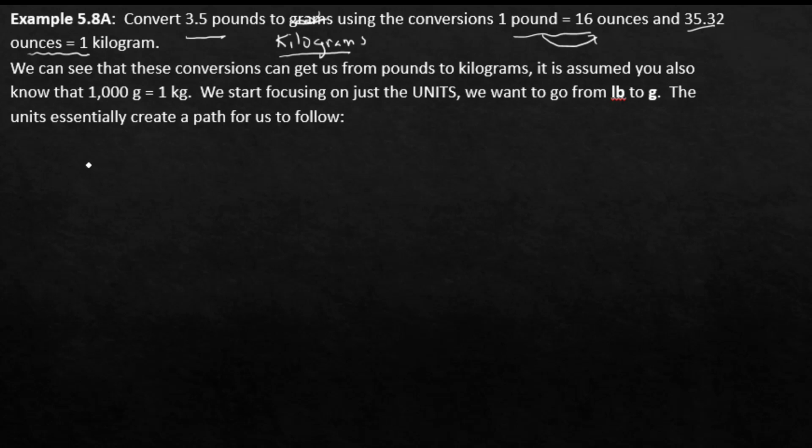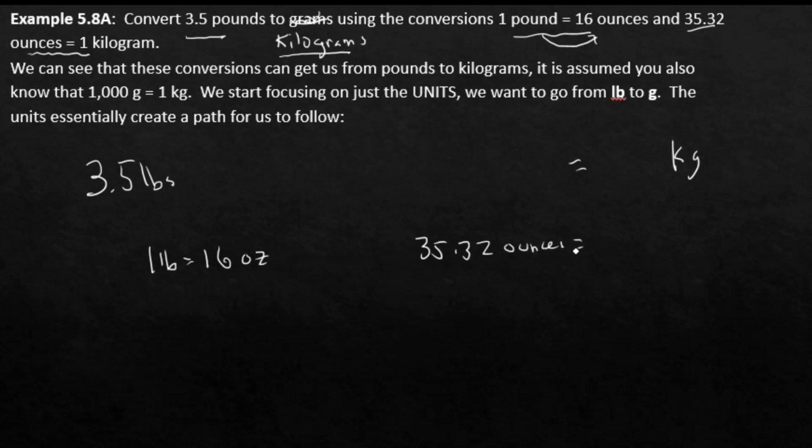So let's go over this. I've got 3.5 pounds, and I want to end up with kilograms. And here are my two conversions. 1 pound equals 16 ounces, and 35.32 ounces equals 1 kilogram.